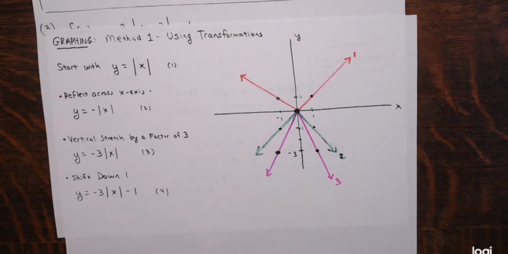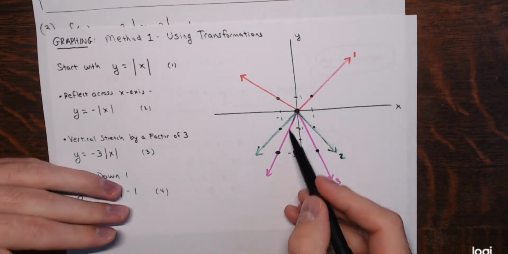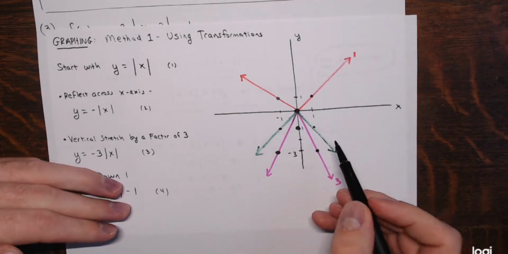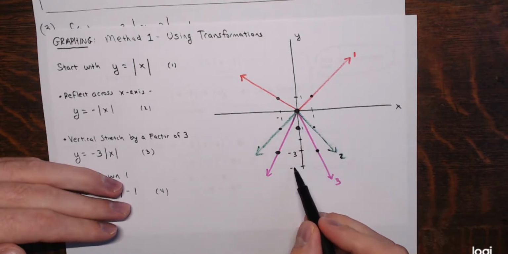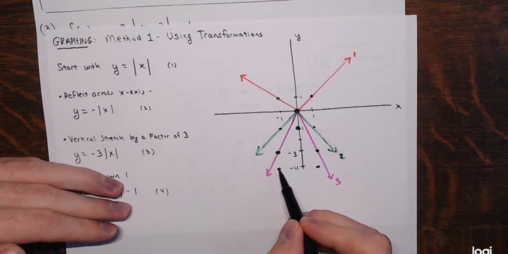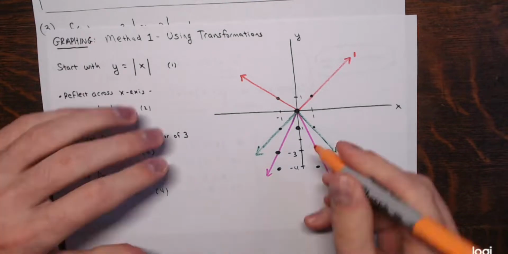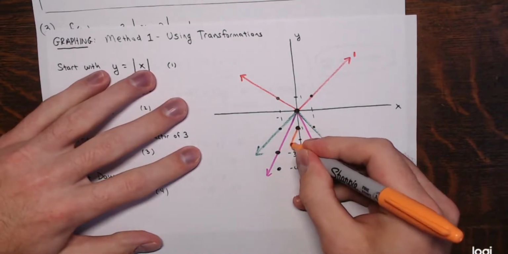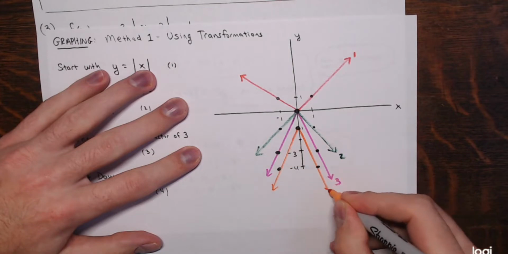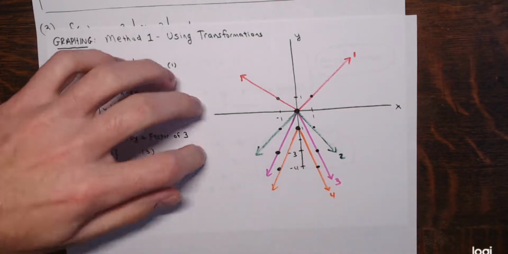So again, I'm going from graph 3, the pink graph, down 1. So 0, 0 will move to 0, negative 1. 1, -3 will move to 1, -4. -1, -3 will move to -1, -4, and I get this graph in like an orangish color here. If you can't make out the colors, don't worry about them. I'm writing numbers next to them. That's graph number 4.